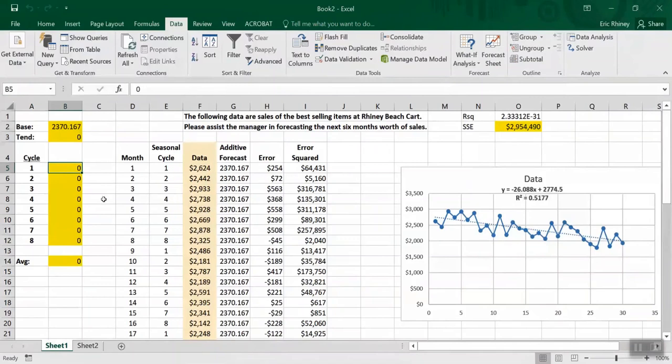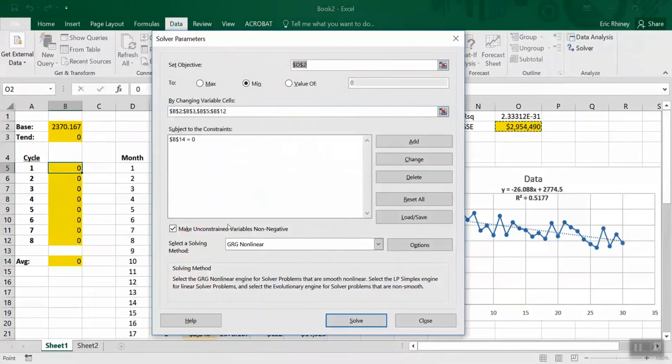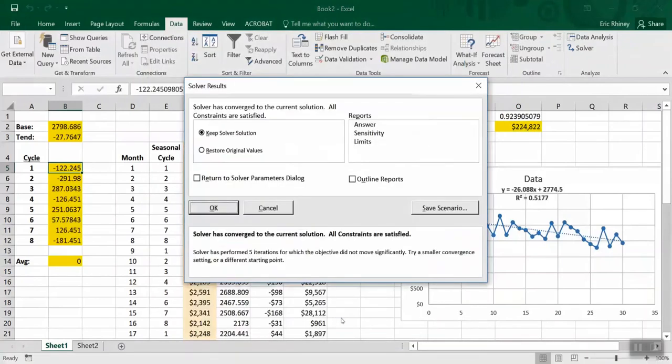Why is that? Well, in our solver, the default is to make unconstrained variables non-negative, and we want some negative values. That's the only way that this average will come out to be 0, is if we have some positive numbers and some negative numbers. All right, so take out that unconstrained variables non-negative and try it again, and let's see what happens.